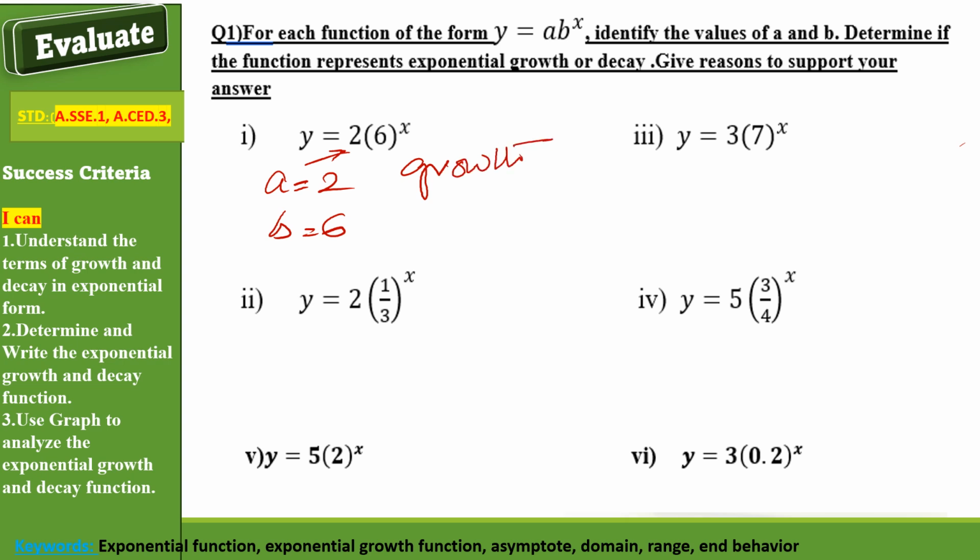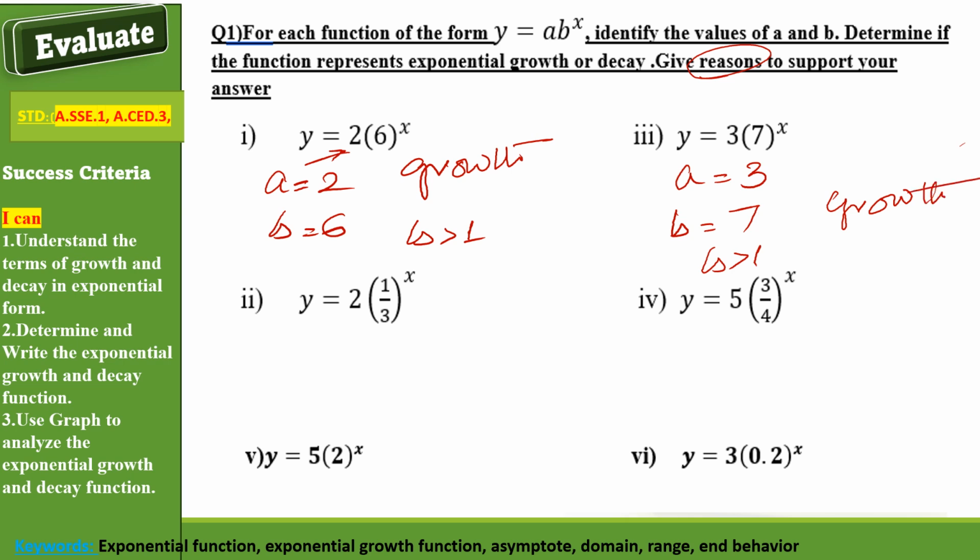And what is the reason? Because they are asking you to give the reason to support your answer. The reason is that b is greater than 1. Here the a value is 3, and 7 to the power of x. So 3 is our initial value, whereas b is the base, which is 7. And b is greater than 1, so this shows exponential growth.